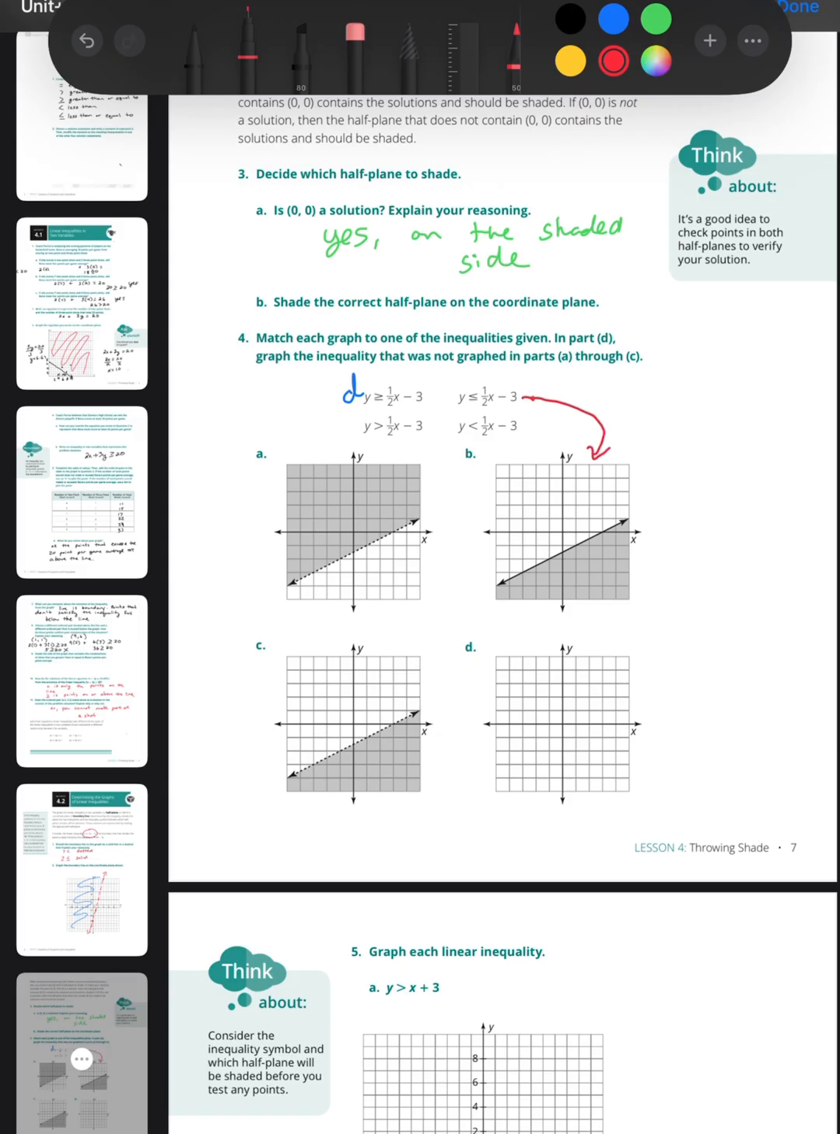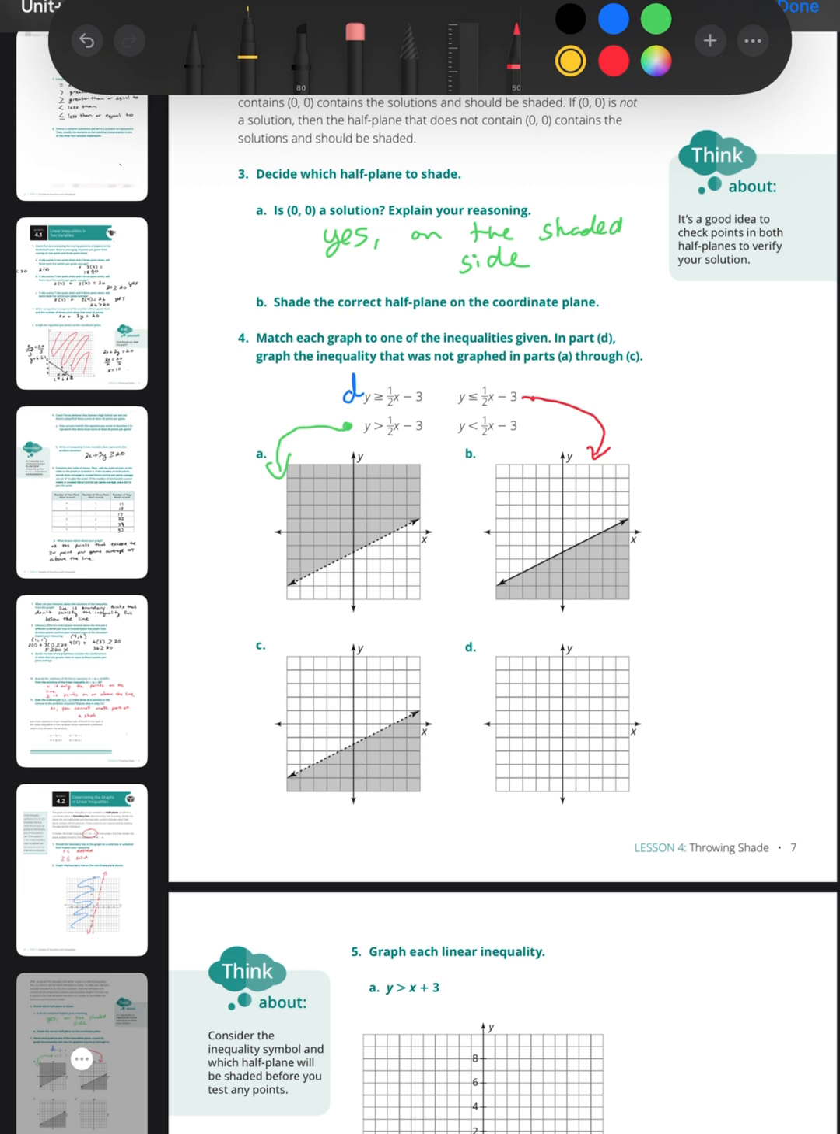Okay, if we go down to the bottom left one, so now it's one of the two. It's got to be A or C. It's got a dotted line because neither one of those signs has an or equal to. So both of them have a y-intercept of -3. Both of them have a slope of 1/2 still. So it just comes down to above or below the line. So this bottom left one has a greater than sign. So it'd be shaded above the line, which is what A is showing us.